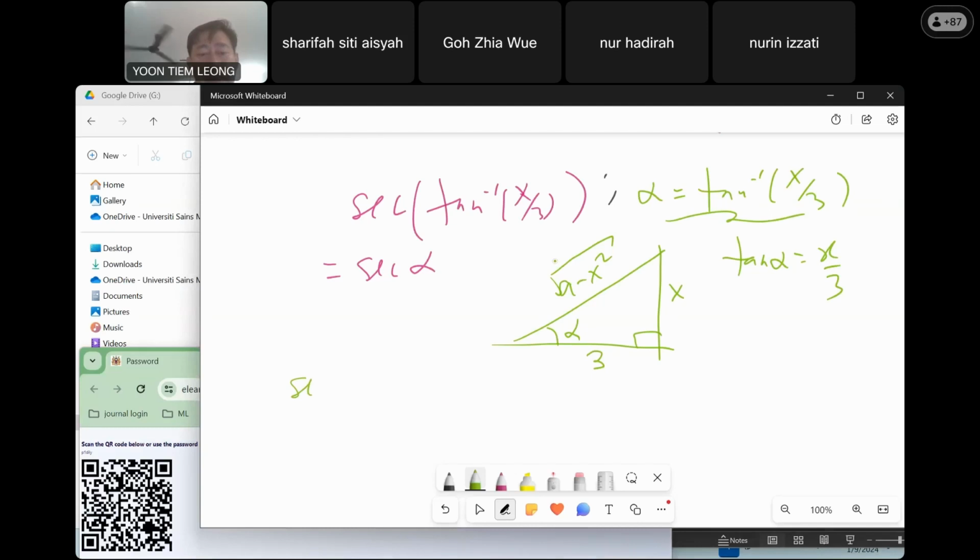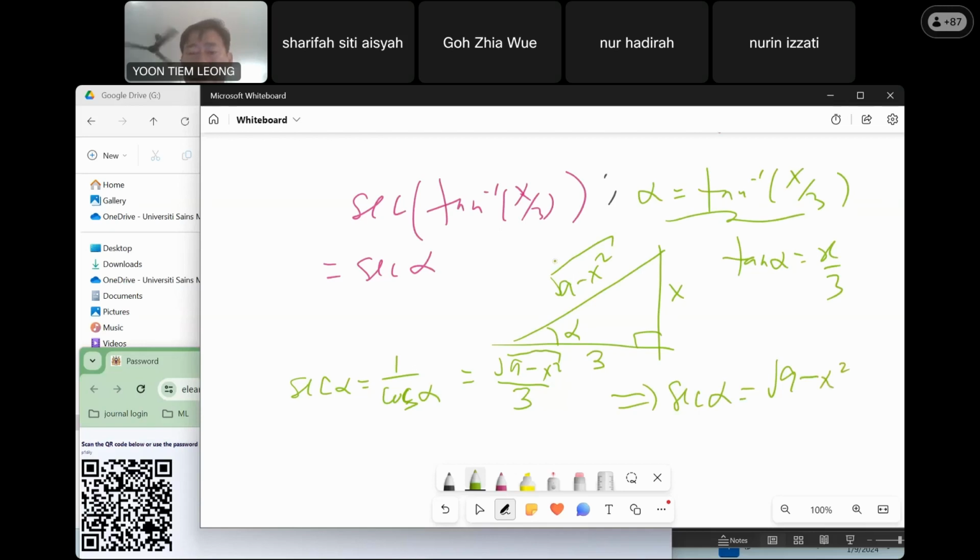Secant alpha, by definition, is just equal to 1 over cos of alpha, and the cos is by definition equal to the ratio of the adjacent over the hypotenuse. So this is the expression of the secant of alpha. So the answer to these questions would be that secant of alpha is square root of 9 minus x squared.